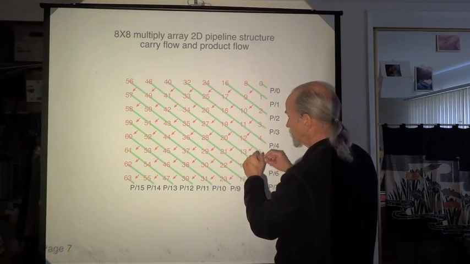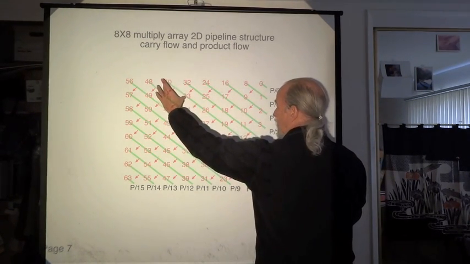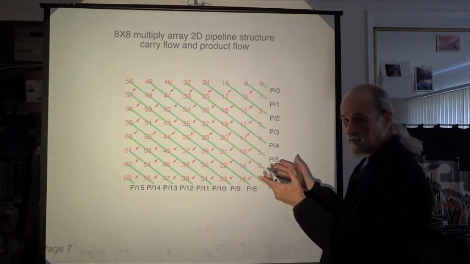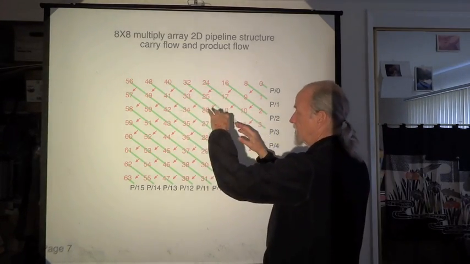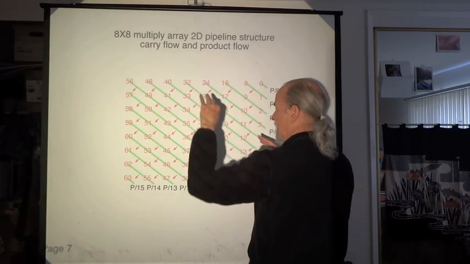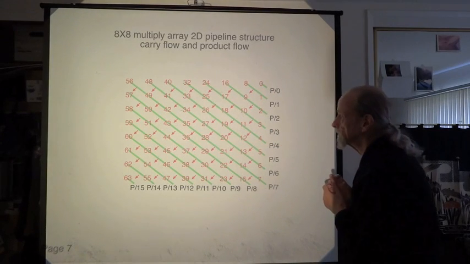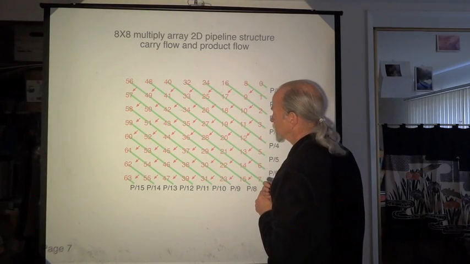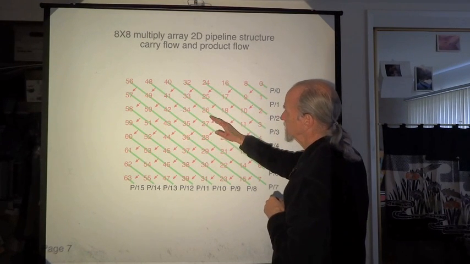So we'll add 40 and 33, 26, 19, 12, and 5 simultaneously, and then we'll add the sum of those and then the sum of those. So we'll have an adder tree growing out of each of these green lines. Now the carries will propagate from tree to tree.